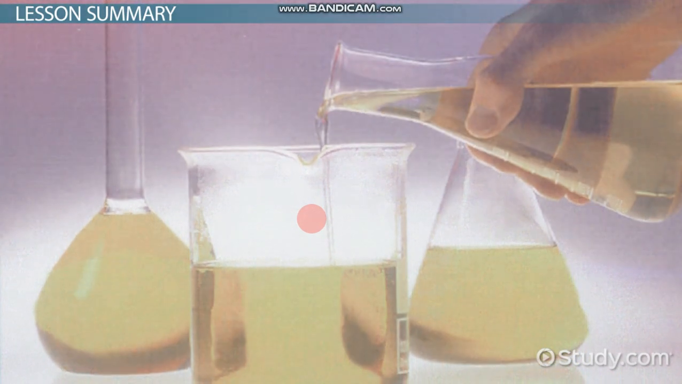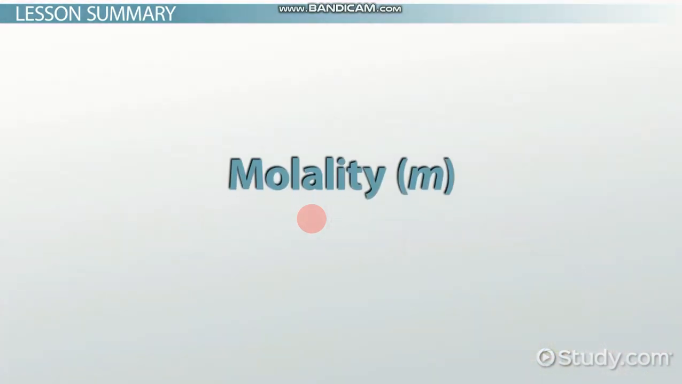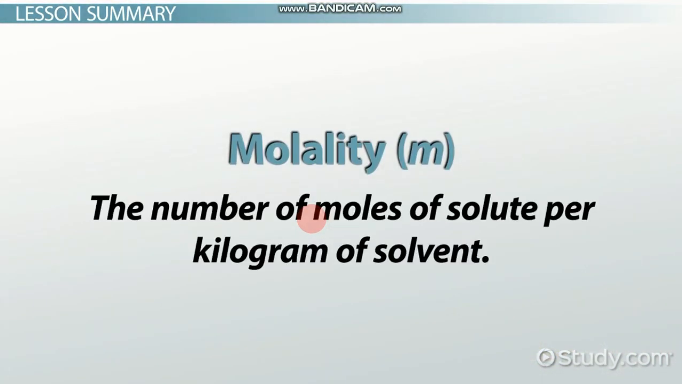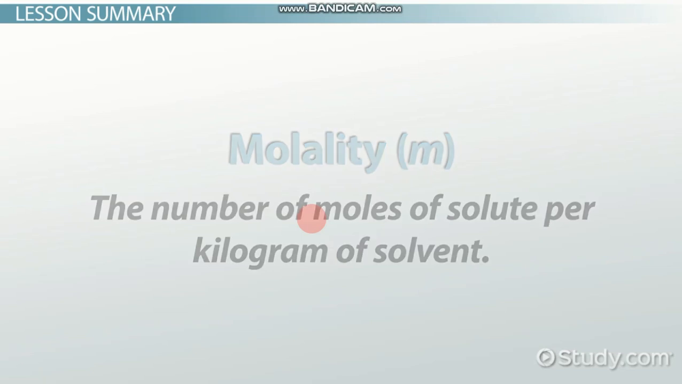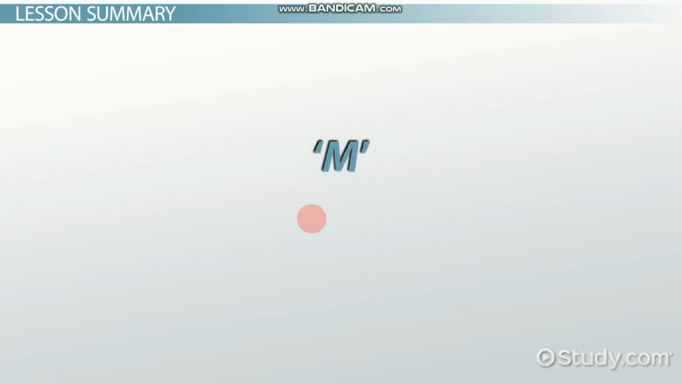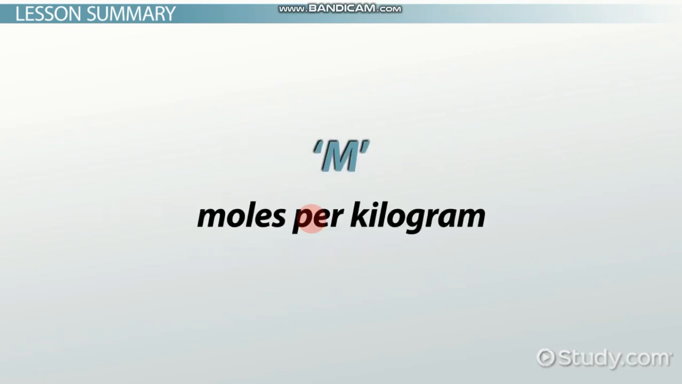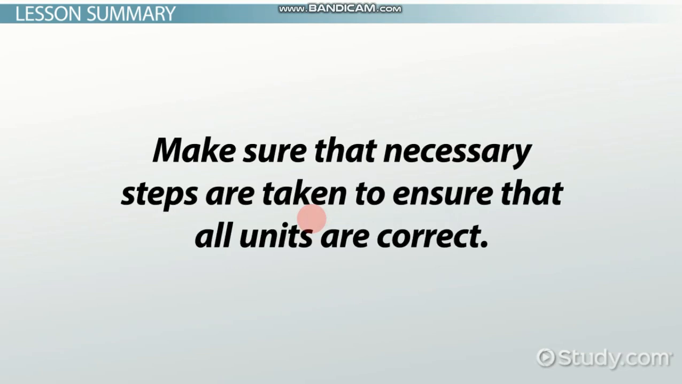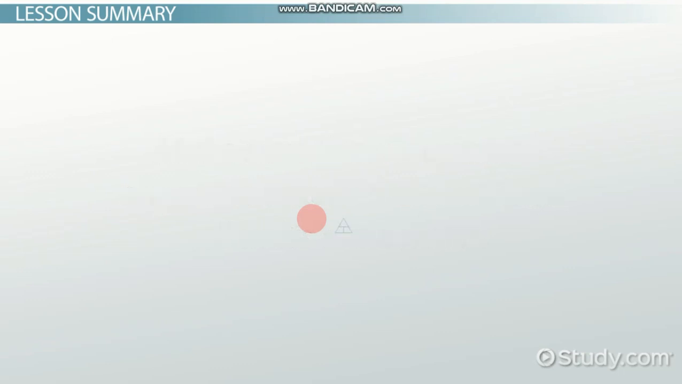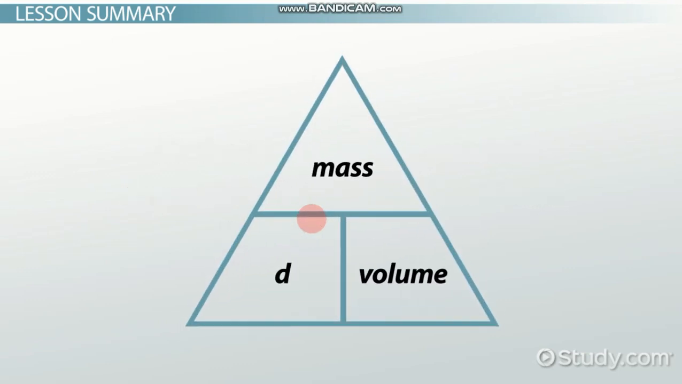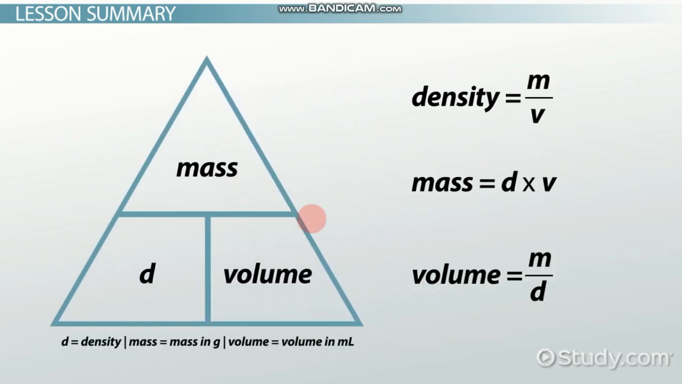There are different ways to express the concentration of a solution, and one way is to express it in terms of molality. Molality, m, is the number of moles of solute per kilogram of solvent. The unit for molality is expressed as m, or moles per kilogram. In problem solving of molality, it's important to make sure that necessary steps are taken to ensure that all units are correct. Multiple steps may need to be taken, and different formulas may need to be used to solve the problem correctly.